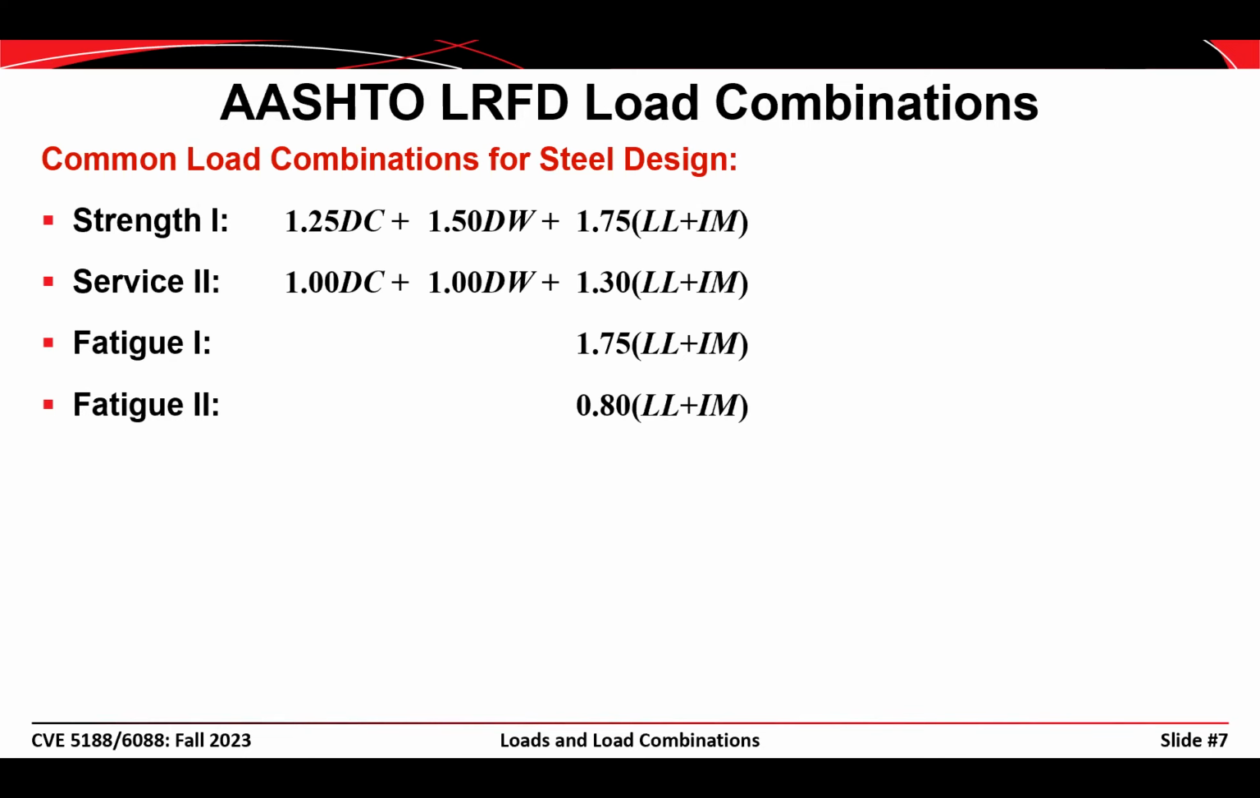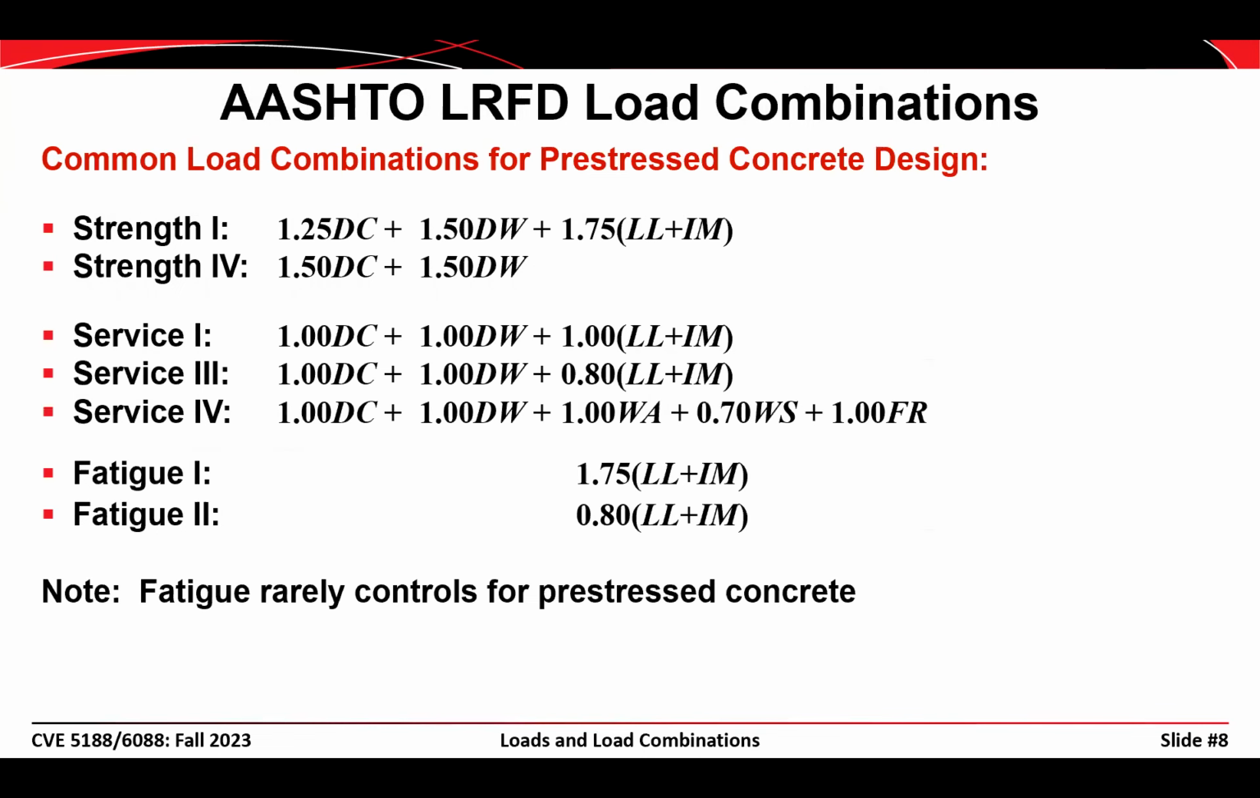So impact in the AASHTO specification is taken as 0.33? I think it's 0.3 or 0.33. I've forgotten offhand. But so those are the load combinations we designed for with steel. And then if we had a pre-stressed concrete bridge, we would have these load combinations.